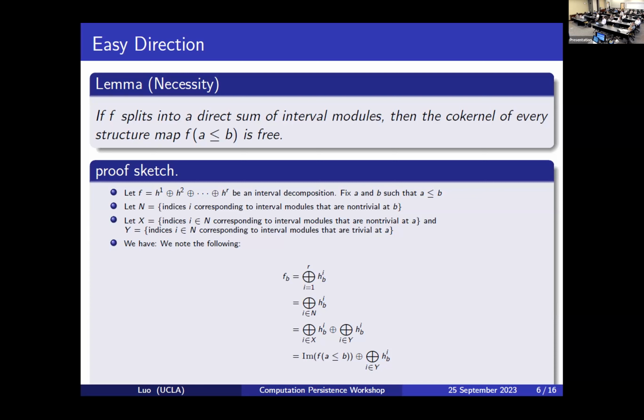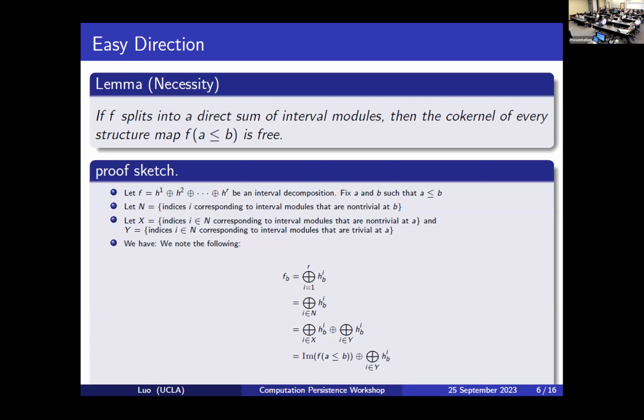Now, to get the last line, we realize that if we look at the first summand on the third line, what we get precisely is the interval modules that are non-trivial both at A and at B, right? And as a result, one can show that this is essentially the image of the structure map from F of A to B.